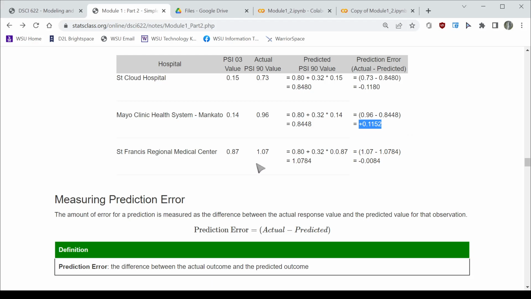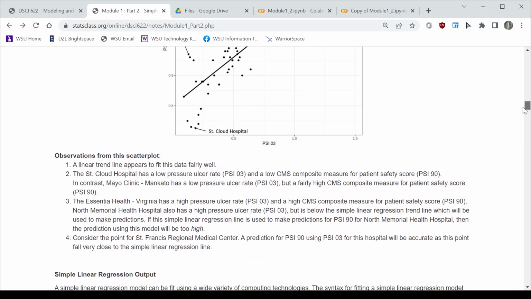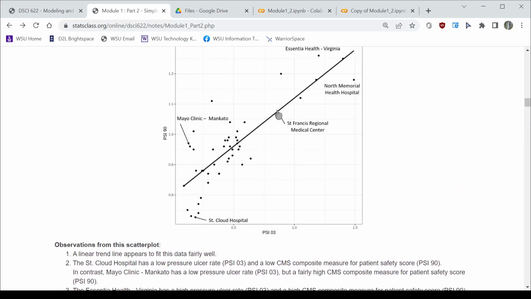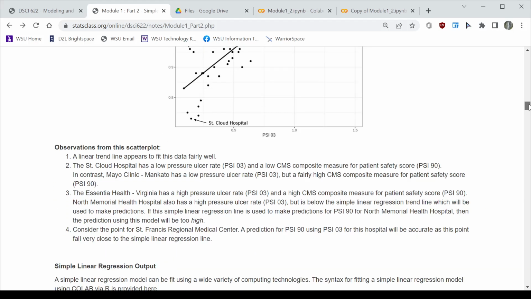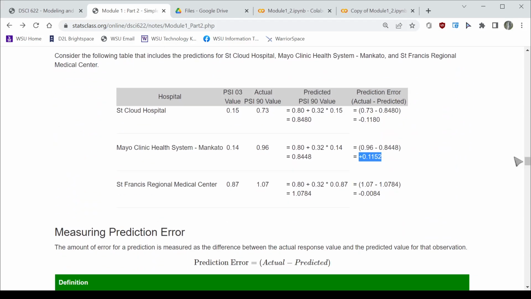The St. Francis Hospital was the one that was really close to the trend line. Let's look at that real quickly again. So I would anticipate that the prediction and the actual to be real close to one another. The PSI 90 score, the PSI 03 score for St. Francis is considerably higher than each of those previous hospitals at 0.87. Plugging that into the equation is certainly, oh, there's a typo there. I'll fix that for you.